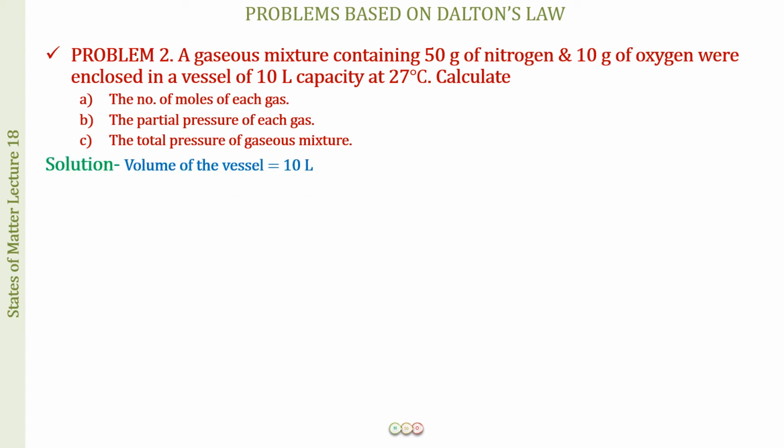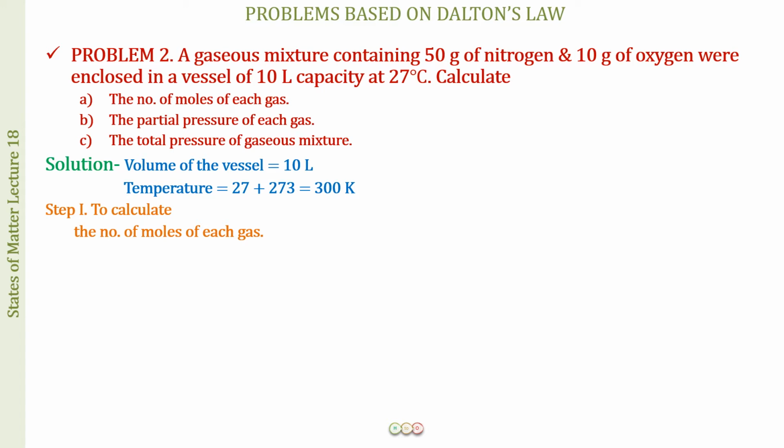So what is given to us is the volume of the vessel, that is 10 liter, and the temperature, that is 300 Kelvin, because the temperature given to us is 27 degrees Celsius. So 27 plus 273 is going to be 300 Kelvin. So to calculate the number of moles of each gas, what do we require? The mass of each gas divided by the molar mass.